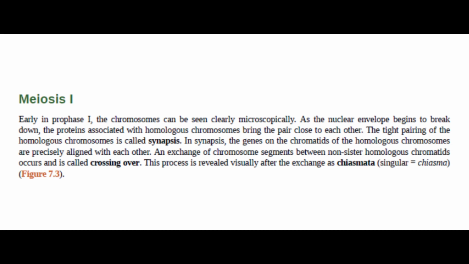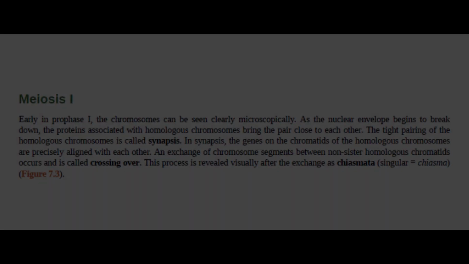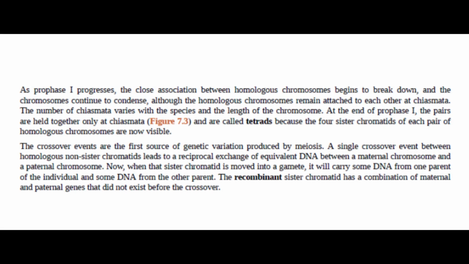This process is revealed visually after the exchange as chiasmata, or singular chiasma. As prophase I progresses, the close association between homologous chromosomes begins to break down, and the chromosomes continue to condense, although the homologous chromosomes remain attached to each other at the chiasmata. The number of chiasmata varies with the species and the length of a chromosome. At the end of prophase I, the pairs are held together only at chiasmata and are called tetrads because the four sister chromatids of each pair of homologous chromosomes are now visible.